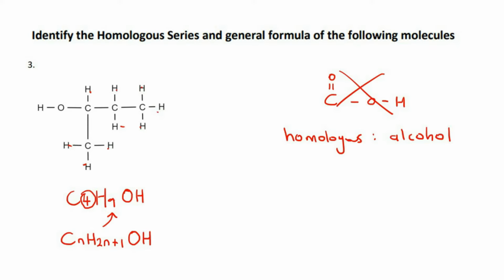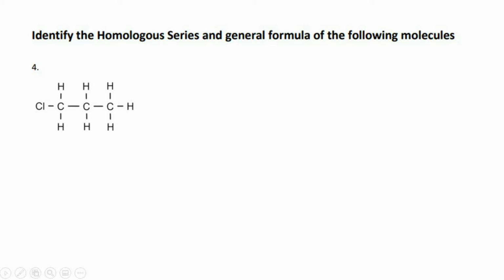And so, as I said, you can memorize that, or you can just try figure it out for each question. Okay, so yeah, hope that one makes sense. For this question, we need to identify the homologous series and the general formula. So for the homologous series, what we can realize is that this one has a halogen. Okay, so this would be a haloalkane.